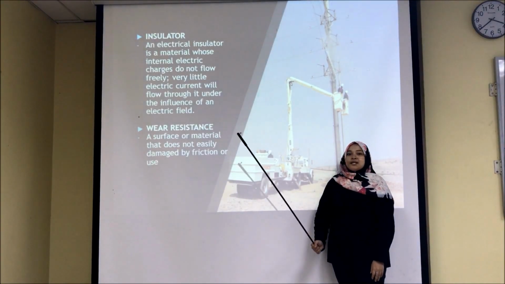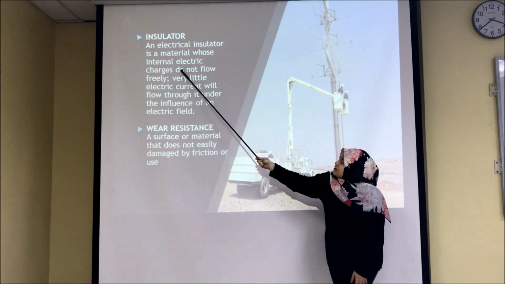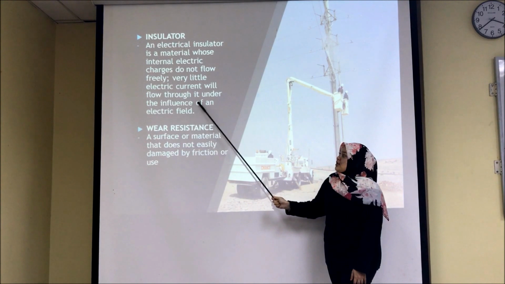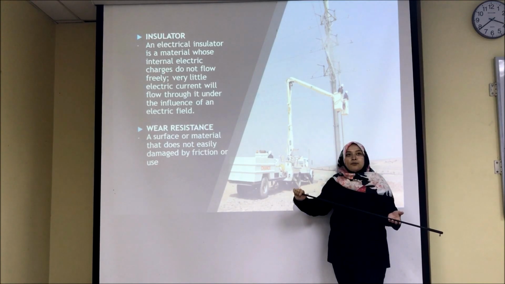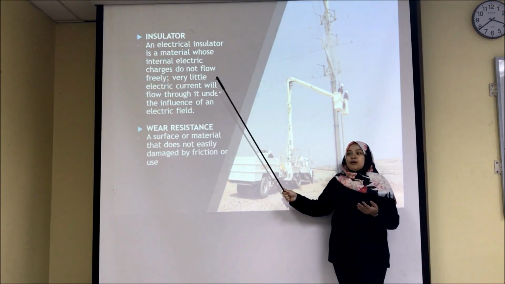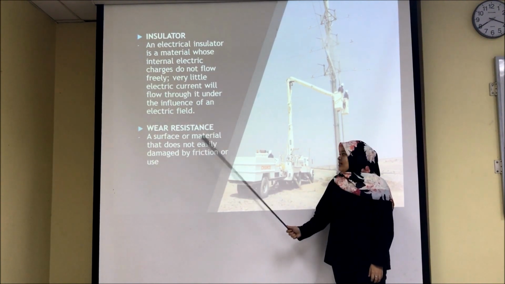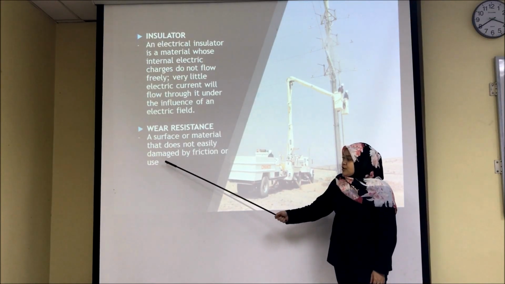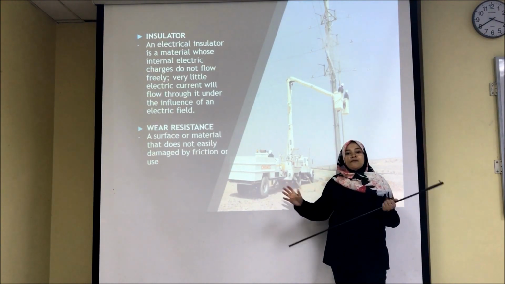Next, another mechanical property of the crankshaft is being an insulator. An electrical insulator is a material whose internal electric charges do not flow freely. Very little electric current will flow through it under the influence of an electric field. If the crankshaft were conductive, it would cause harm to the machines. Lastly, there is wear resistance, the ability of a surface or material not to be easily damaged by friction or use. Wear resistance is important for the crankshaft for the long lifespan of the machine.